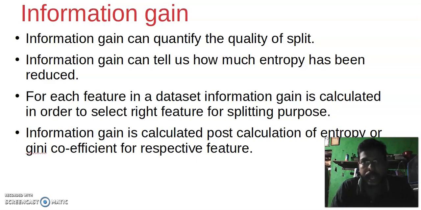So in that way, a decision tree works. To choose the right feature, information gain has to be taken, and to understand information gain, first entropy has to be calculated. Information gain is calculated after calculating entropy or the Gini coefficient for the respective feature. Here one term is entropy, which we have already seen. The term Gini coefficient is a different term. For that I will create one more video, explaining what the Gini coefficient is, how it is different from entropy, and whether it is good or not in comparison with entropy.